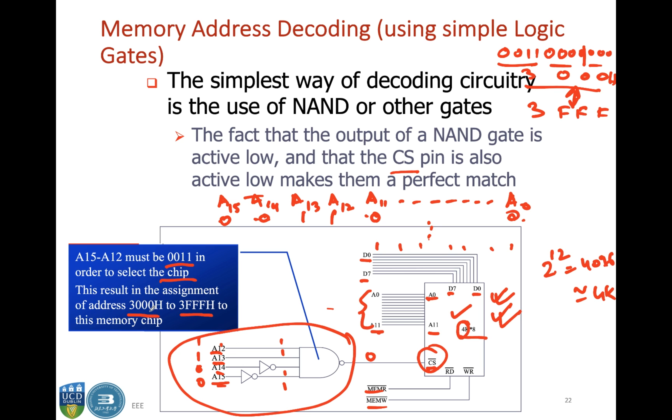So the memory address decoding that we are studying is very important. It's the way your microcontroller is interfaced with an external memory through a decoding circuitry. That is important because it gives you the range of addresses that you can access within this memory block. Let's say this is a 4K times 8, but you can only access a certain portion of this memory, which is defined by 3000 hex to 3FFF hex.